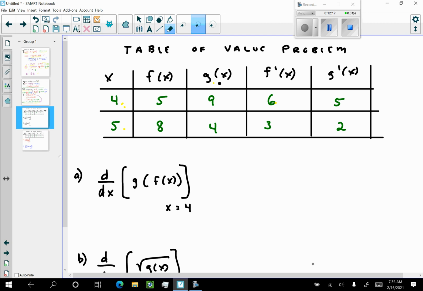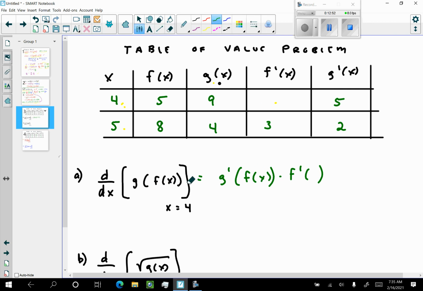I want to find the derivative of g of f of x at x equals 4. What's the derivative of the outside here? It's going to be g prime of f of 4 times f prime of 4, because I want all this to happen at 4. I could have found the derivative first and then put 4 in. It might be easier to understand that way. The derivative of g of f of x is g prime of f of x times f prime of x. Now I'm going to put the 4 in, so this is g prime of f of 4 times f prime of 4.